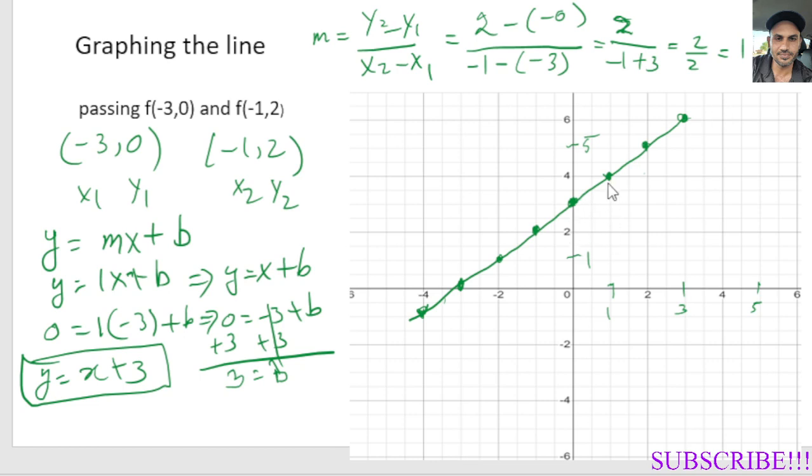So our slope is 1. Our y-intercept is 3, that is the point (0, 3). And our x-intercept is -3. So this is our x-intercept right here, which is the point where the graph crosses the x-axis. And the y-intercept is the point where the graph crosses the y-axis. Hopefully this helps.